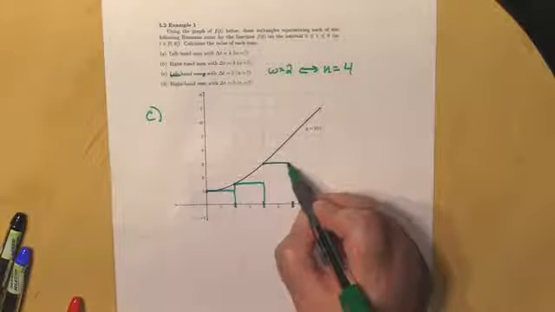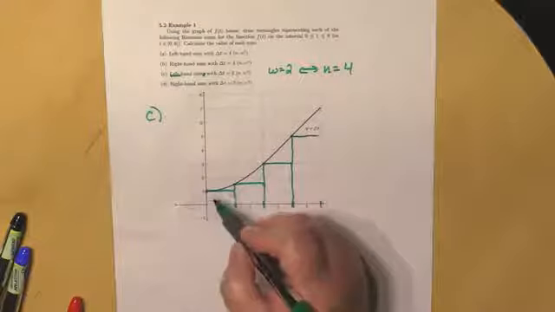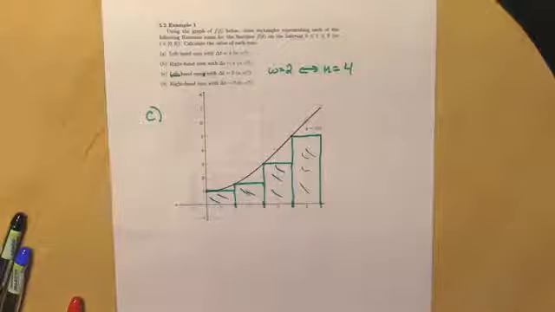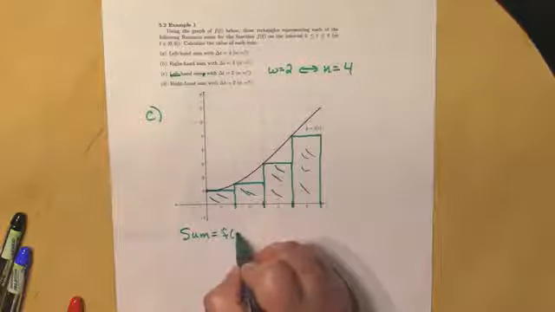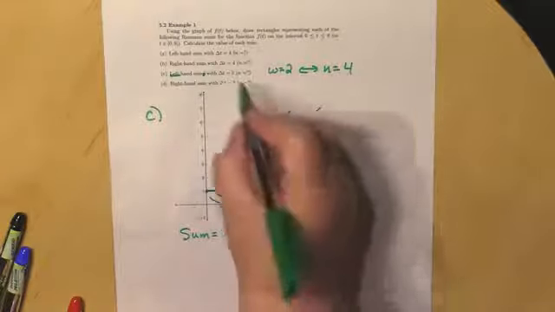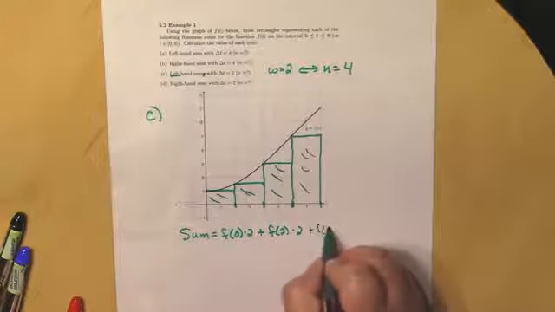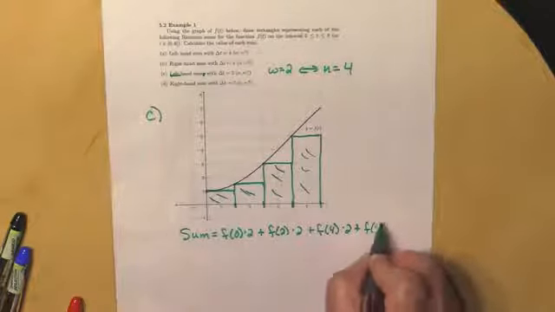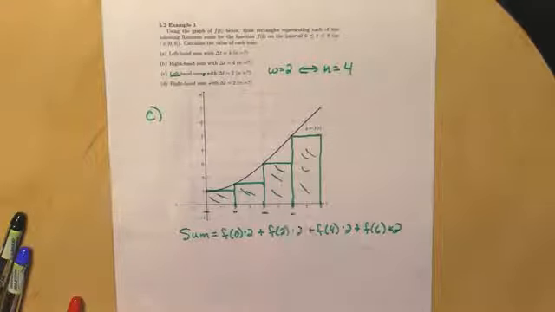From 4 to 6, we use this. And from 6 to 8, we use this. And so we are actually calculating the area of these 4 rectangles. And so our sum is going to be f of 0 times 2, delta t is 2, plus f of 2 times 2, plus f of 4 times 2, and f of 6 times 2. 0, 2, 4, 6 are determining our heights.